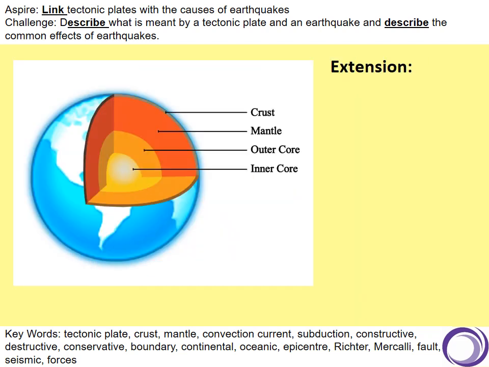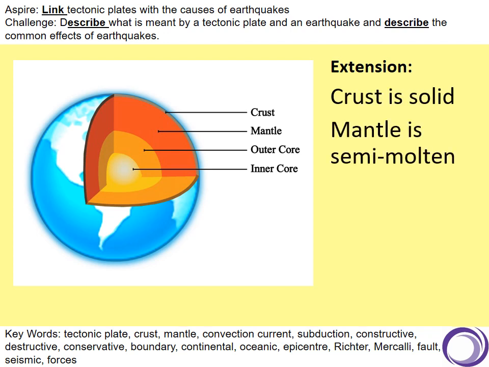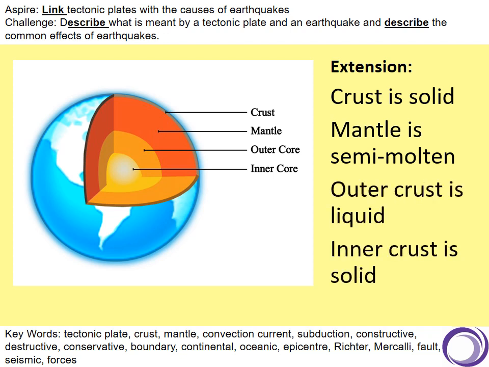Okay, so hopefully that's got your brains working and you've remembered the 4 layers being the crust, the mantle, the outer core and the inner core. And for those of you who tackled the extension, we know that the crust is a solid, the mantle is the semi-molten part of the planet, the outer core is liquid, and the inner core is also a solid. So well done if you got all of those right.